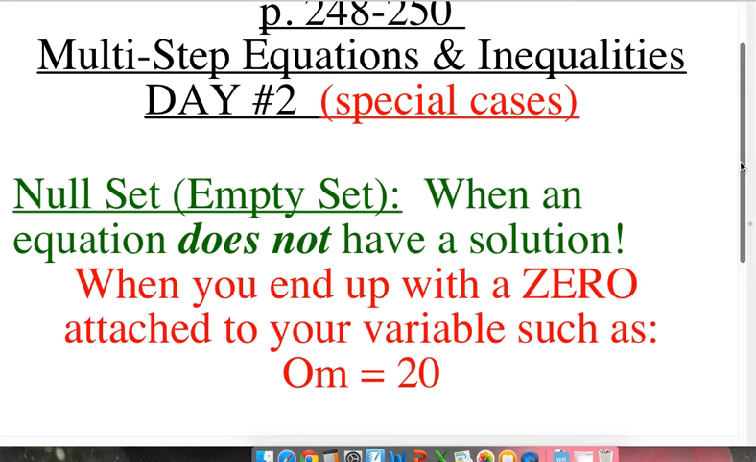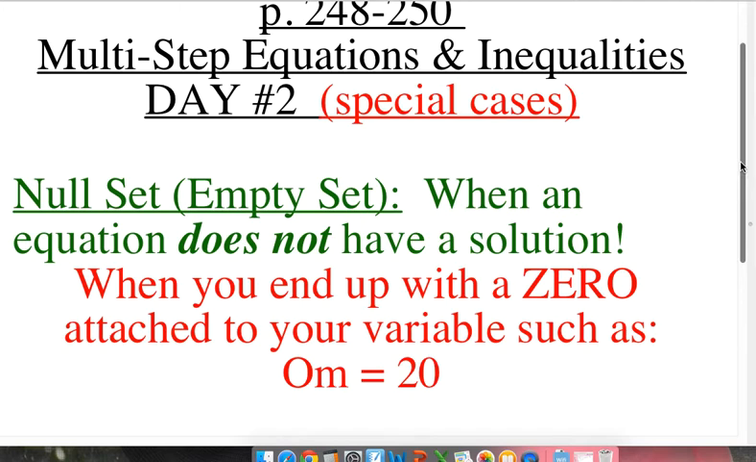So it's when you end up with a 0 attached to your variable, such as the example here that you see in red, where it says 0m equals 20. Now, just for a minute, think about what that's saying. 0m means 0 times m. How could 0 times any number ever be equal to 20? It absolutely could not ever, because 0 times every number is always 0.